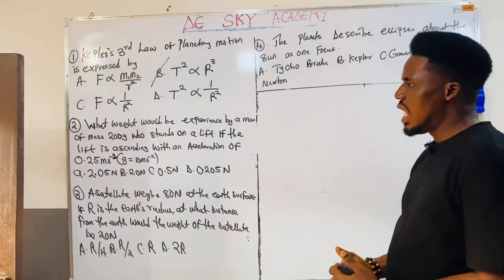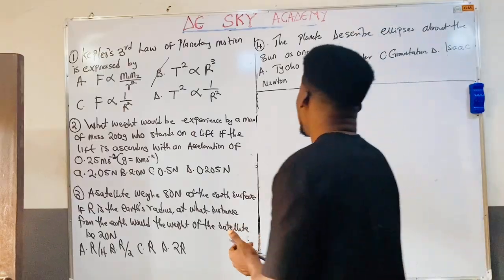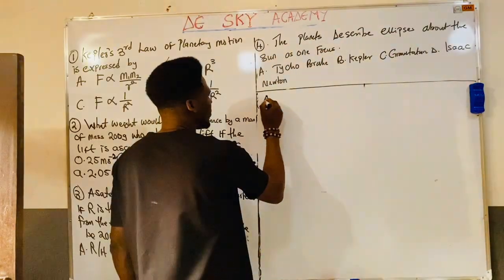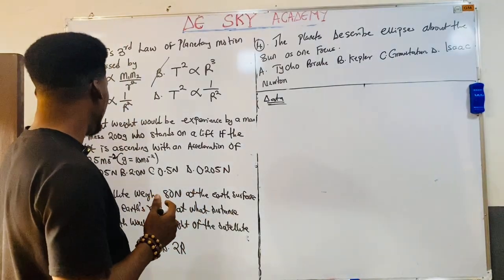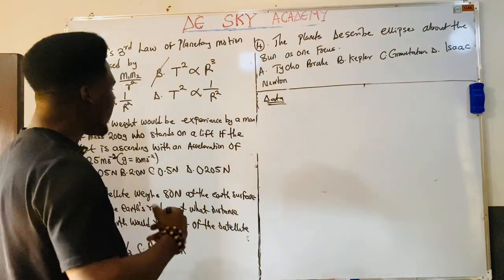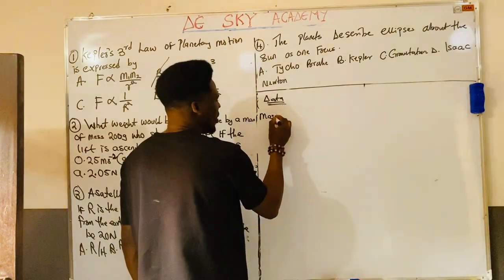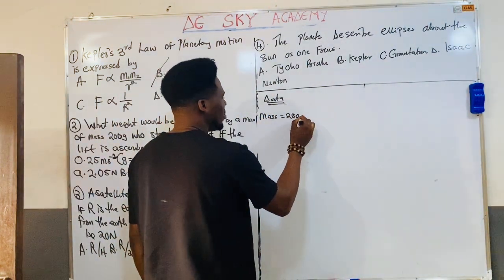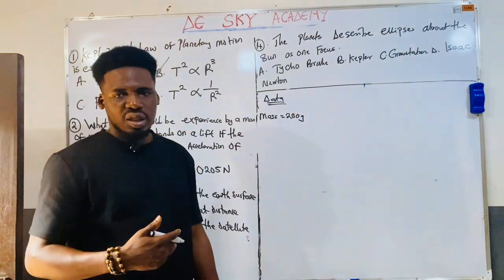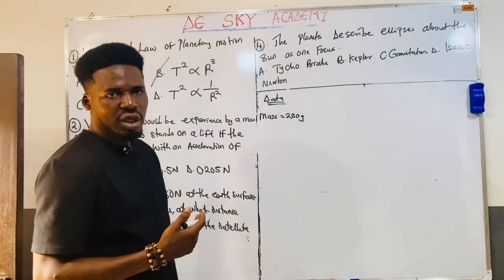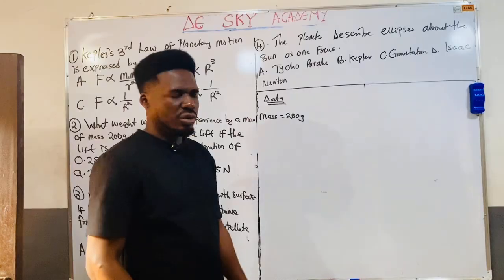How do you solve this? First of all, I want us to bring out our data first, then I will solve. So you write data. The first thing they gave us is a man of mass 200 grams. So they gave us the mass. The mass is 200 grams. And you know that in physics, the unit of mass is not the gram. It is the kg, right?